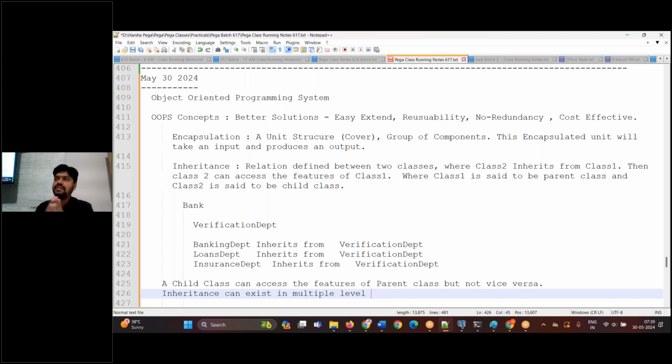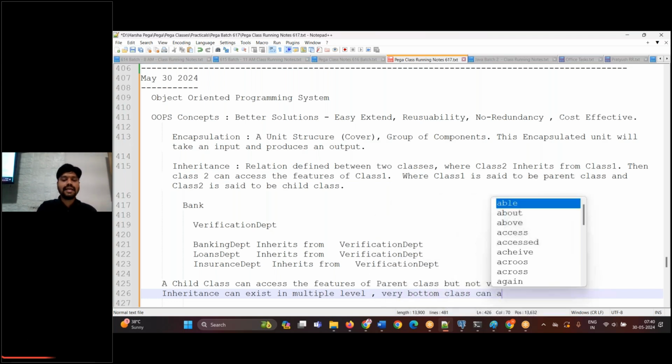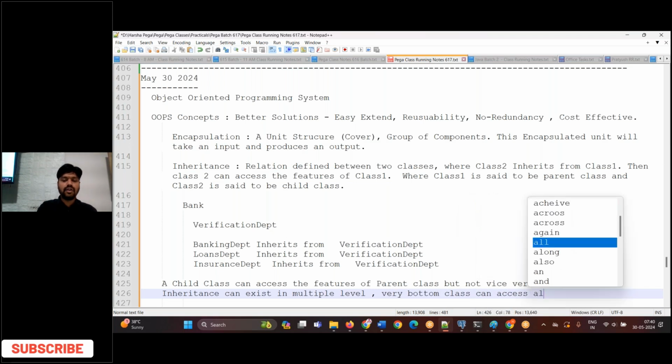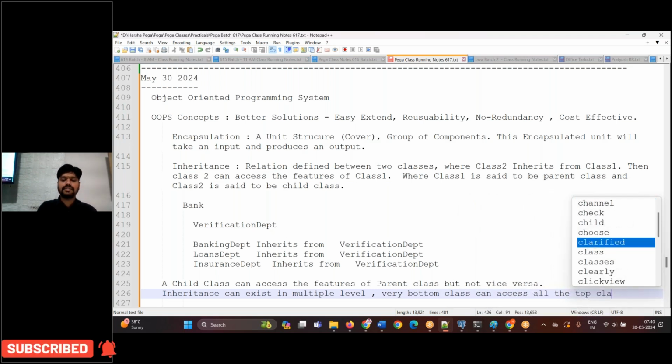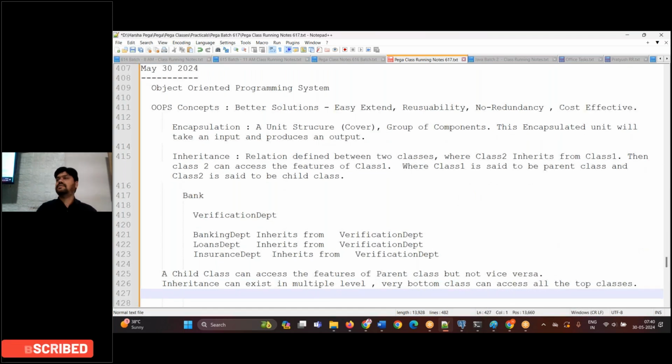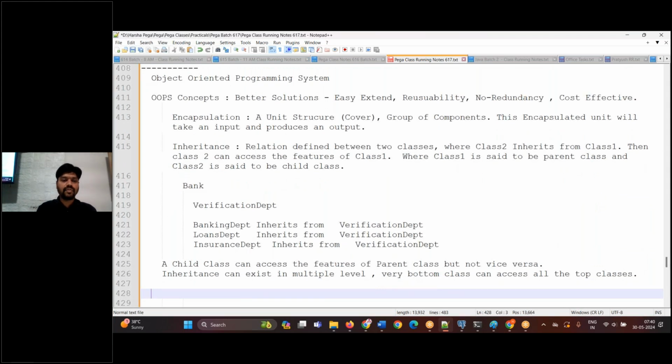Class 1, class 2, class 3. Class 2 inheriting from class 1. Class 3 inheriting from 2. 3 can access 2 as well as 1. So very bottom level, very bottom class can access all the top classes.